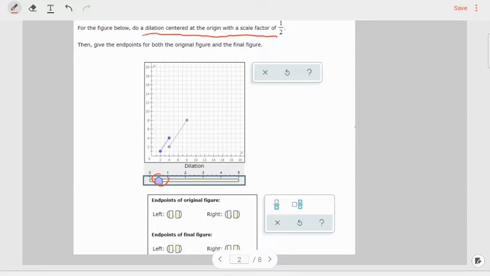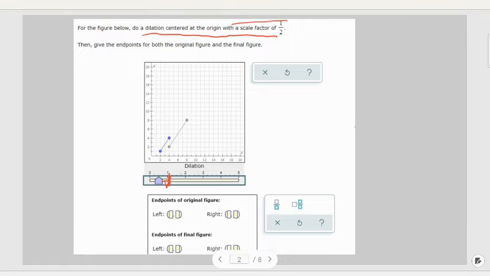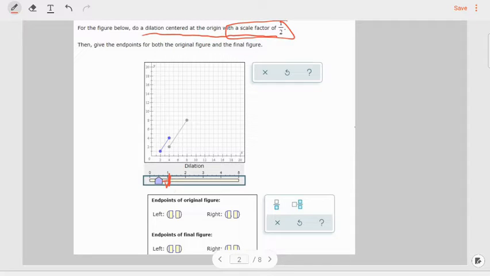Now originally this little slider is set at 1, and in order to perform a dilation, we slide that down here to 1/2. So that's the first step. If it said a scale factor of 3, I'd slide my little slider up to 3. So that's the first step.